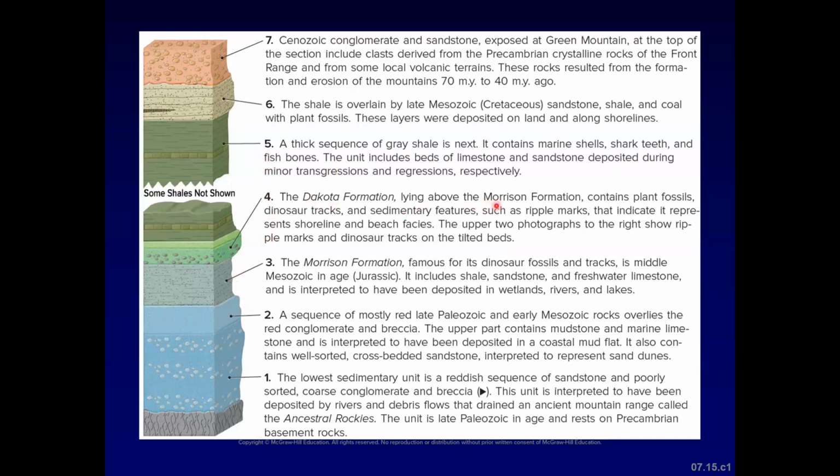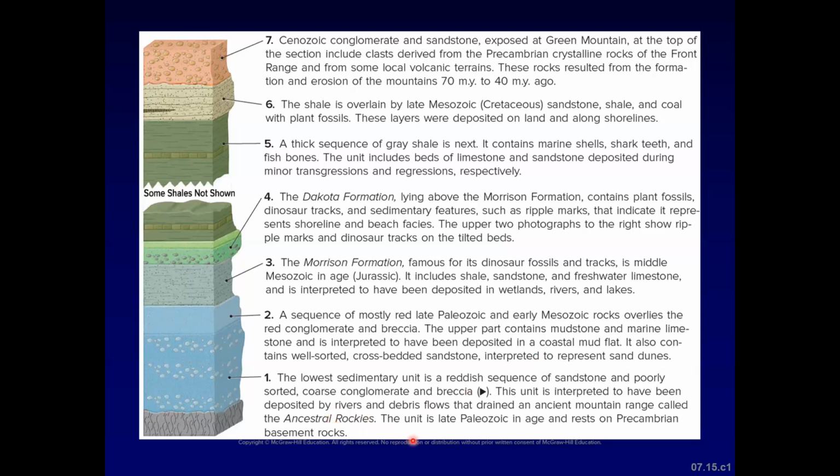The Dakota Formation pointed out here, it has plant fossils, dinosaur tracks, and sedimentary features such as ripple marks. Morrison Formation has dinosaur fossils and tracks, so we're back on land. But then it will include shale, sandstone, and freshwater limestone as well in wetlands, rivers, and lakes. And then below that, we have mostly red, late Paleozoic, and early Mesozoic rocks overlying a red conglomerate and breccia. The upper part contains mudstone and marine limestone from a coastal mudflat.